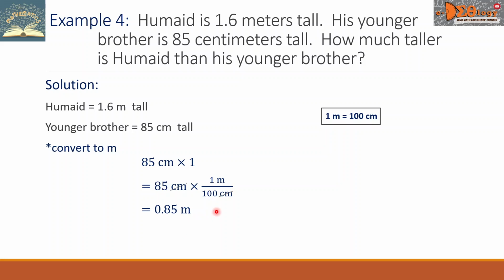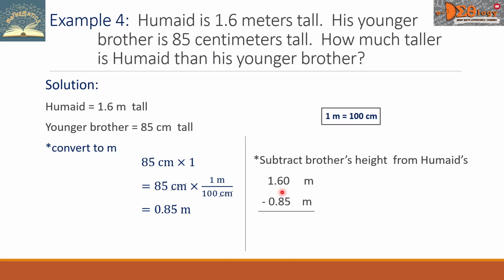That is meter. And the next step is we subtract the brother's height from Humaid's. So we have the 1.60, this is the height of Humaid, minus the 0.85 meters height for the younger brother. And the difference is 0.75 meter. So we say that Humaid is 0.75 meter taller than his brother.